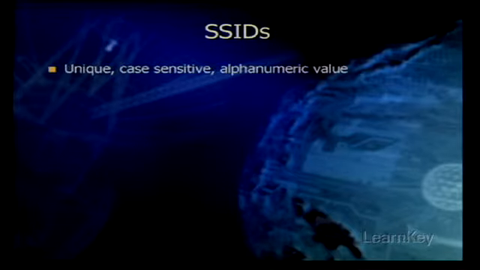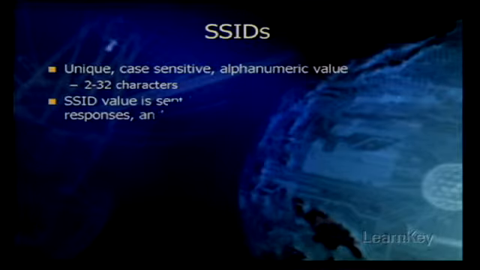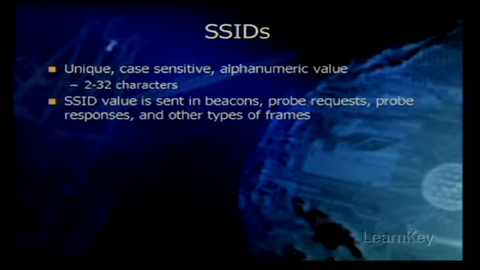The SSID, or Service Set Identifier, is a unique, case-sensitive, alphanumeric value that will range from 2 to 32 characters. This is used by wireless LANs as really a network name. The naming handle itself is used for segmenting networks, as a rudimentary security measure, or in the process of joining a network. It's actually something that every single access point is going to have. The SSID is sent in a beacon frame, in a probe request frame, in a probe response frame, and in other types of frames that wireless access points are designed to send.